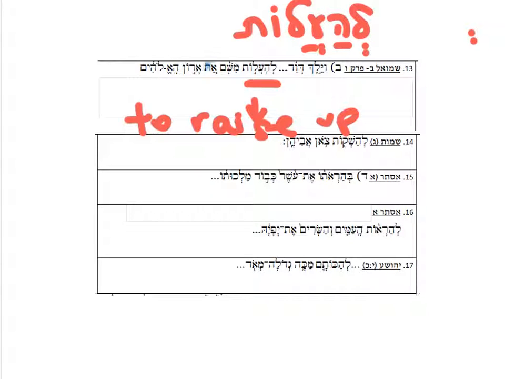Et. Remember that et is often accompanying Hiphil. It shows me who's receiving the action. To bring up, to raise up the Aron HaElokim from there, Misham. Okay, let's look at 14.